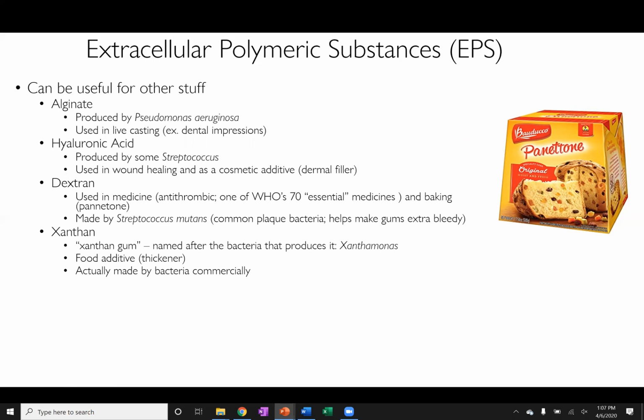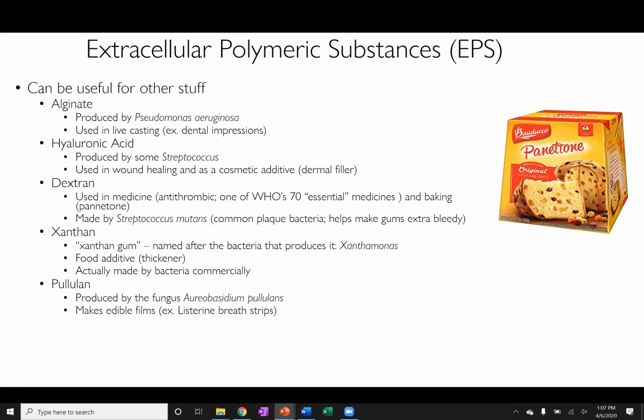Xanthan, or xanthan gum, which is named actually after the bacteria that produces it, Xanthomonas. It is a food additive. You eat it all the time. You just don't really know it. It makes your food thicker, and it's made by bacteria commercially. So they physically don't synthesize it. They actually use Xanthomonas cultures to make xanthan gum to use in your food.